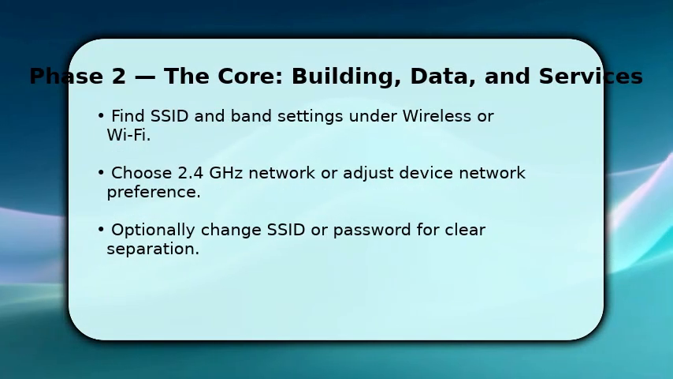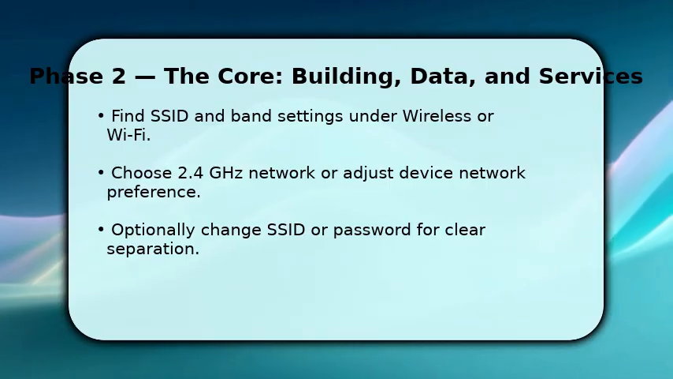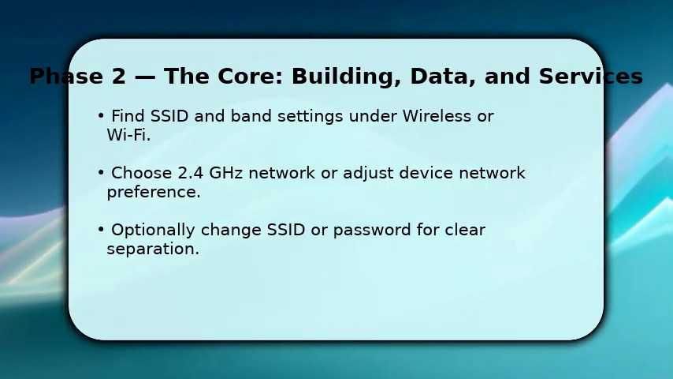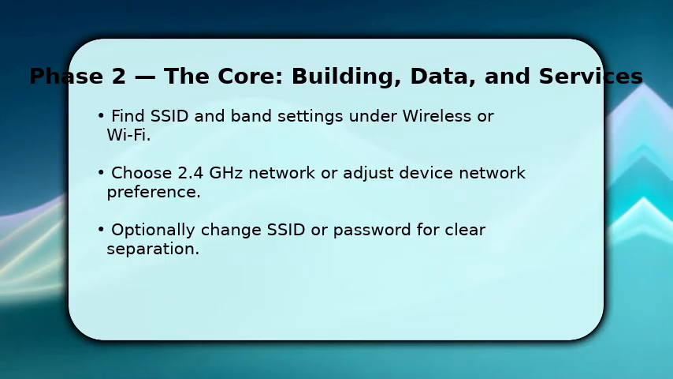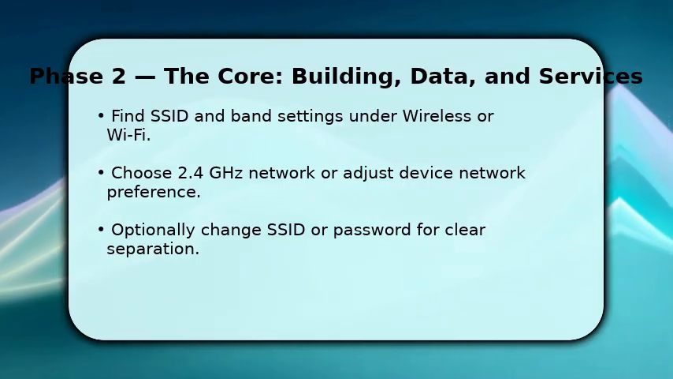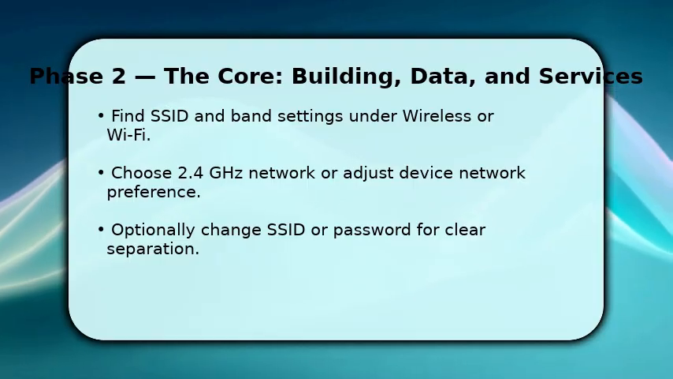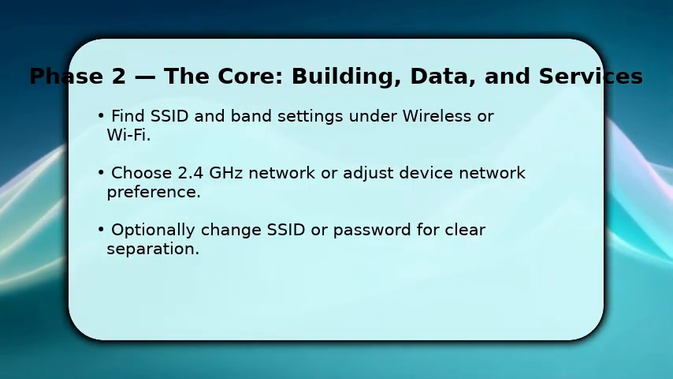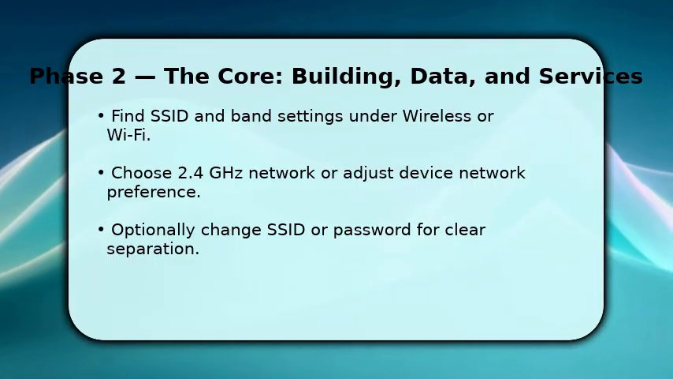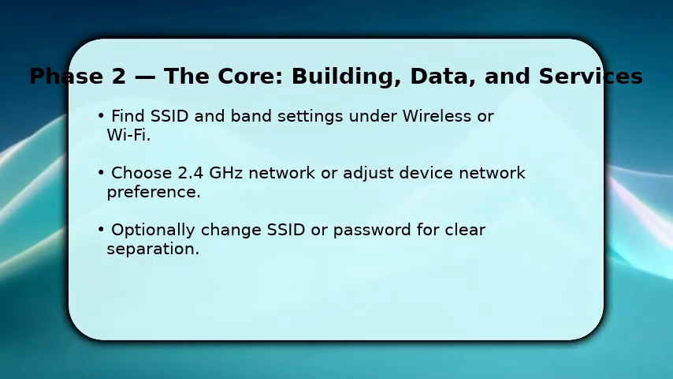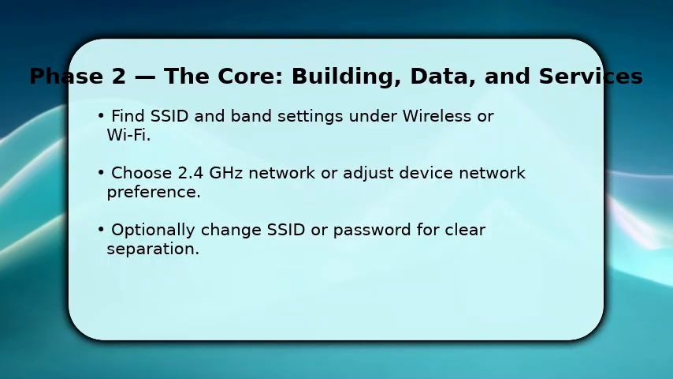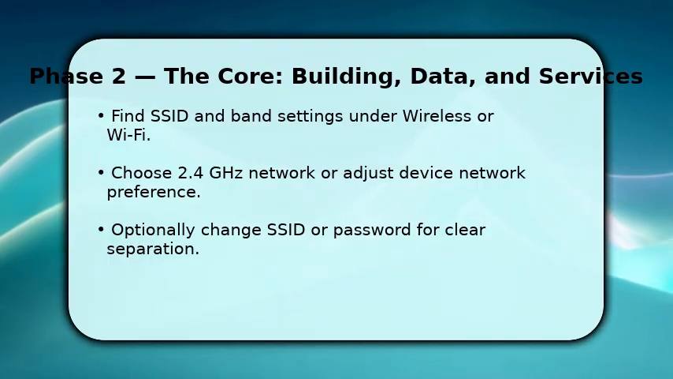Now locate the wireless band or SSID settings. Routers often list 5 GHz and 4 GHz separately. If both bands share one SSID, either rename the 4 GHz SSID or set your device to prefer 4 GHz in its Wi-Fi adapter settings. Make the change, save or apply, and wait for the router to restart if required.